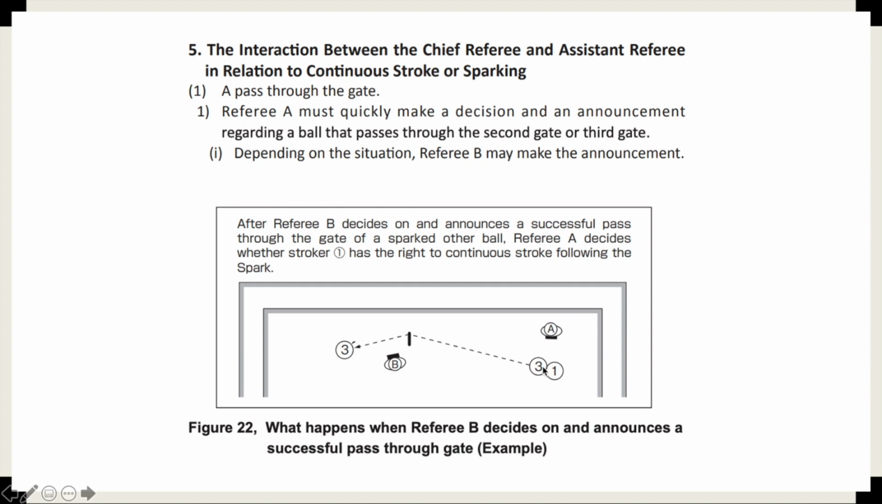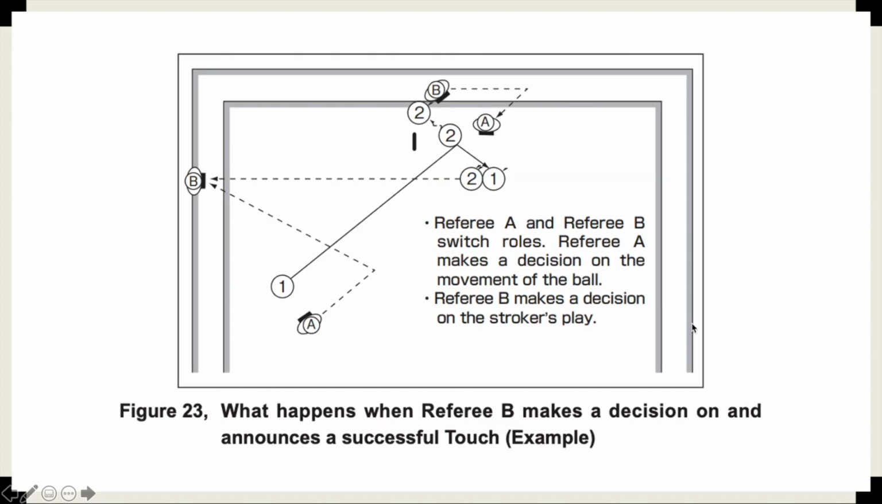Had the spark been illegal, there would have been a variety of different things that would have happened there in relation to balls becoming out balls and so on and so forth. And also whether the stroker will have the right to a continuous stroke following the spark. So that's what the referee is deciding there.